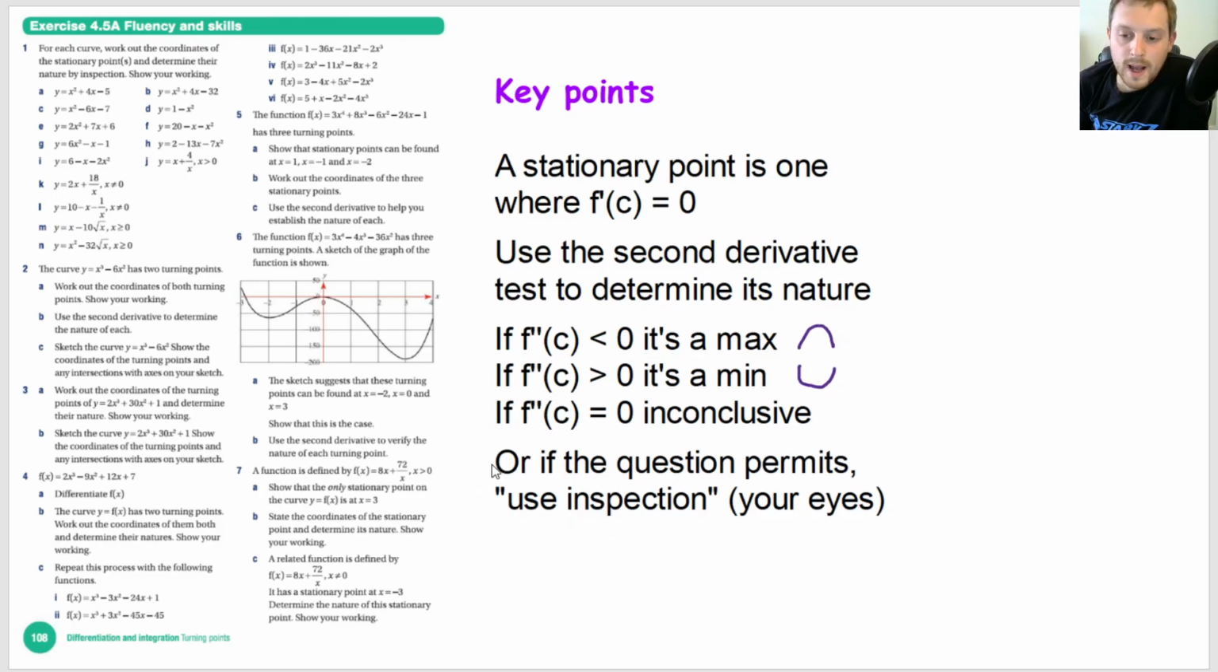Okay. And sometimes the question will say use inspection. That is literally you using your eyes to see if it's a maximum or a minimum. So what I might do then is say, look, you would now do some practice. You can end the video, but what I'm going to do is go through 1A.